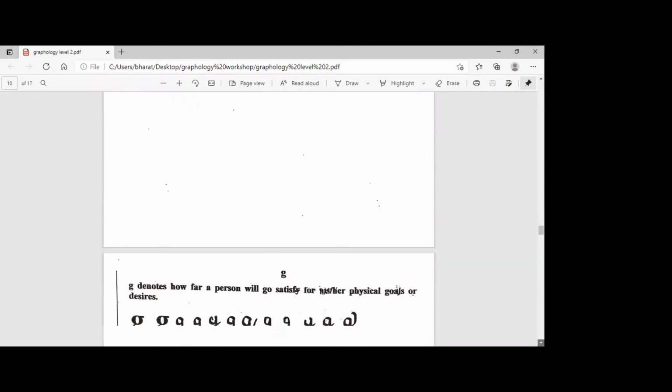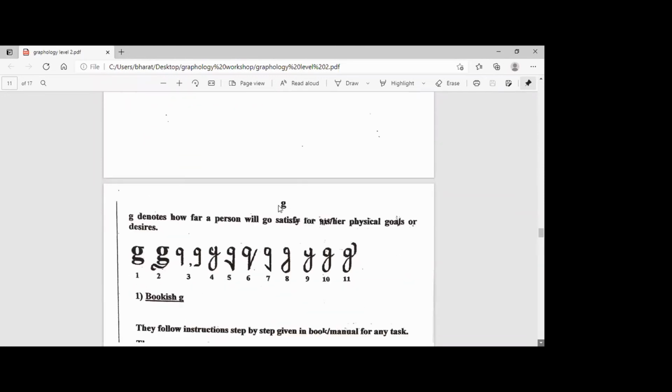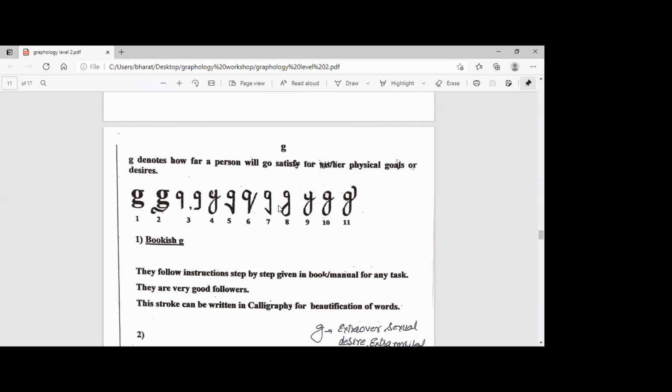Now we are going to discuss G. Remember, if you are a graphotherapist, graphologist, criminal psychologist, or even a regular psychologist, counselor, you should focus on this point while studying someone. This is extremely important because G denotes how far a person will go to satisfy his or her physical goals or desire.